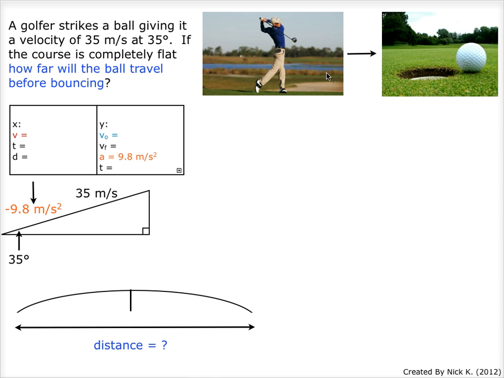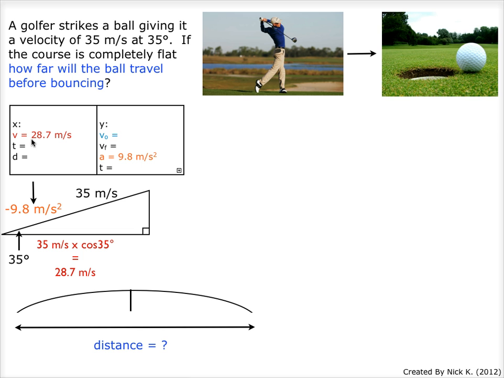So as we can see, the golfer is swinging at the ball and it lands some distance away from him. This is the way the ball travels, in an arc like this, and this triangle comes from half this arc, from here to here to here. Now the values we already know are the 35 meters per second at 35 degrees, and we also know the y component of acceleration, which is negative 9.8 meters per second squared.